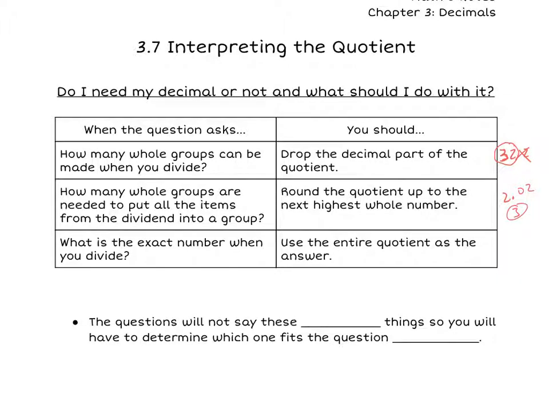When something asks about an exact number, then you use the entire answer. Don't drop the decimal. So if you get 3.5, you would use 3.5. So you're just rounding up, rounding down, or keeping the whole thing.